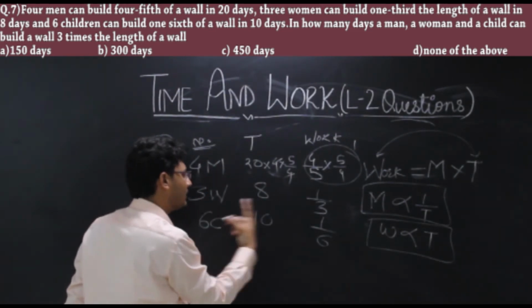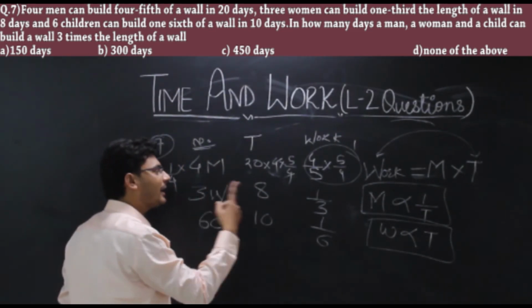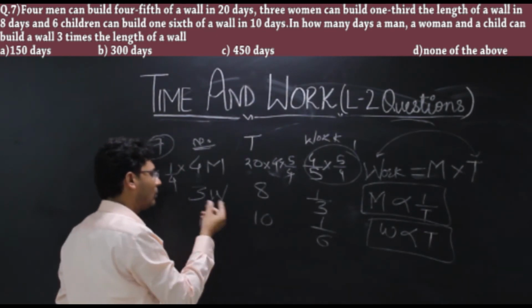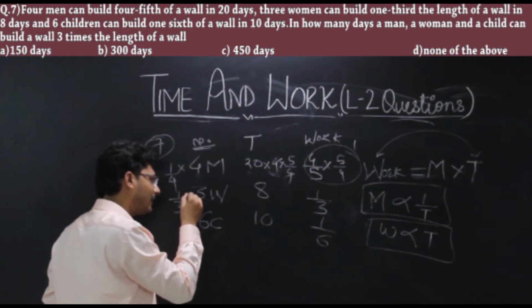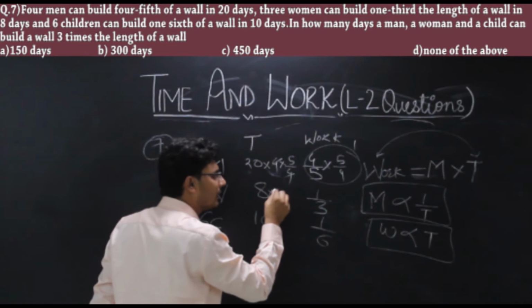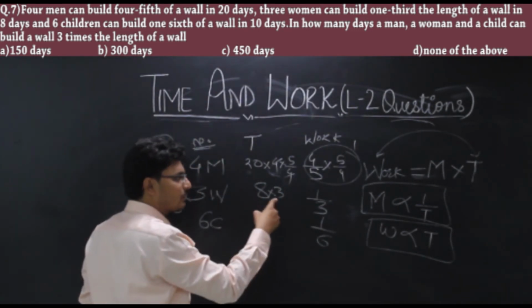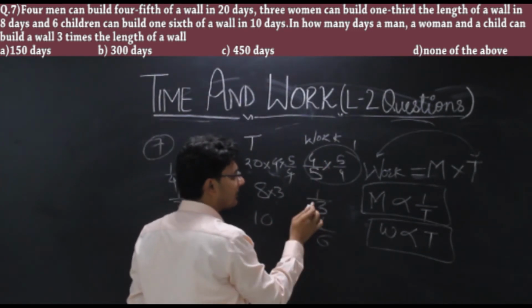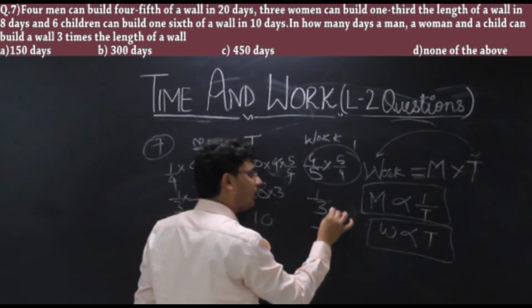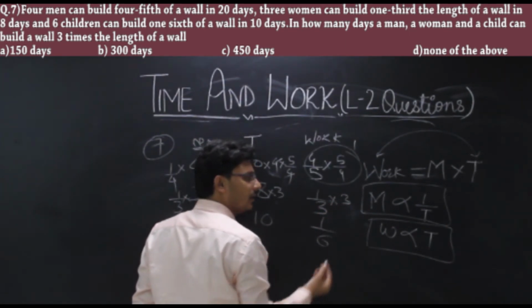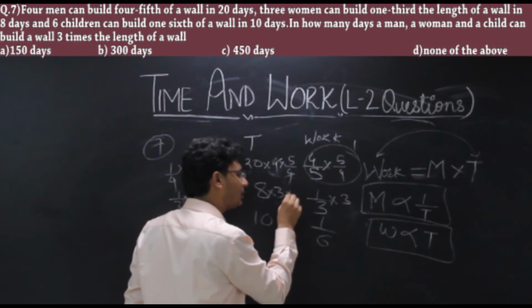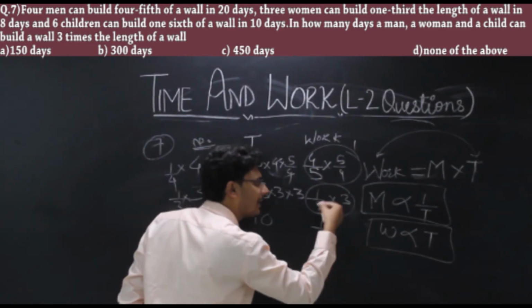Same thing I will do with this. So 3 women can do it in 8 days. So for 1 woman, I need to multiply it with 1/3. So I will multiply this with 3. Will be this much time. Same work if it is 1/3 of the wall, so to build 1 wall, I will need to multiply this with 3. So if this is multiplied by 3, this is also multiplied by 3. Again, this is nothing but the 1 wall.